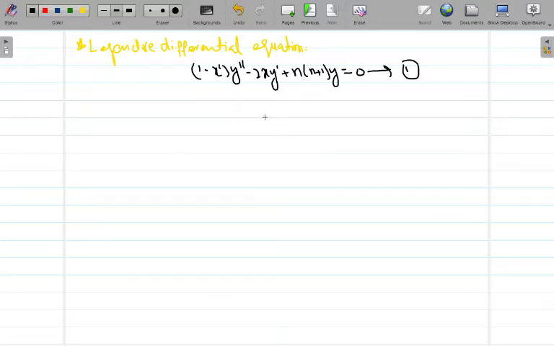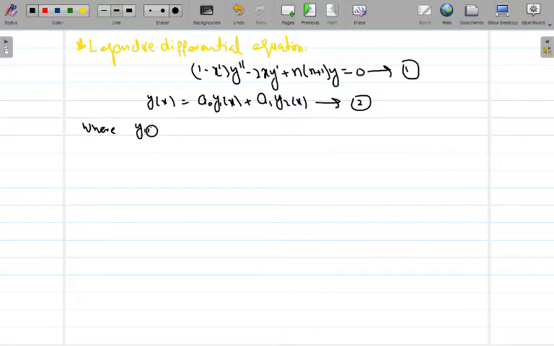This equation is called the Legendre differential equation, where this small n is any real number, and in this lecture we will try to find the general solution of this equation, which can be written in the form y of x is equal to a naught y1(x), where a naught is some constant and y1 is one solution, plus a1 y2(x). This is equation 2. This is the general solution of the Legendre differential equation, where a naught and a1 are some arbitrary constants.